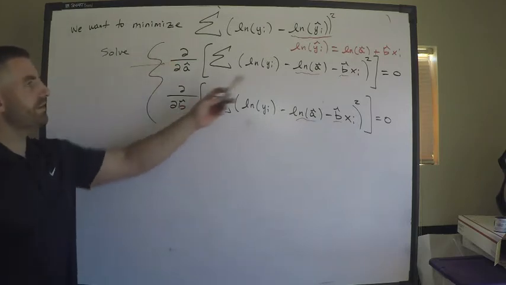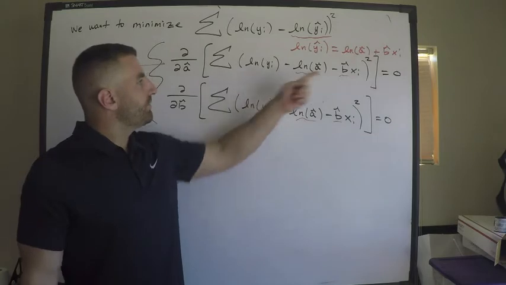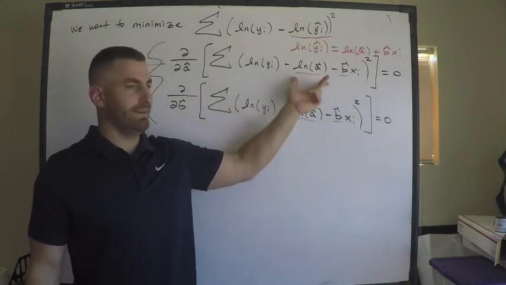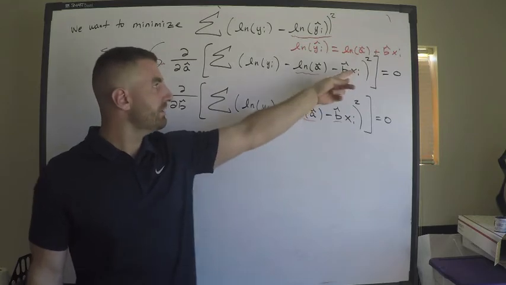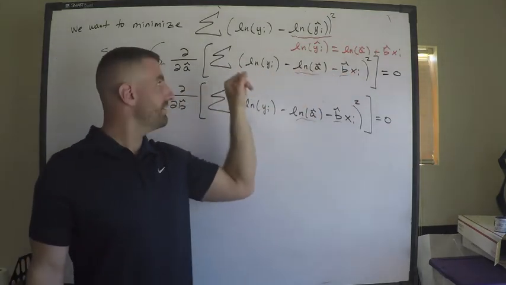If I take this derivative, something you should be thinking about is, first of all, this square is on the quantity inside the sum. So the summand, as it's called, is being squared. So if I want to differentiate this, do we need to worry about this summation out here?